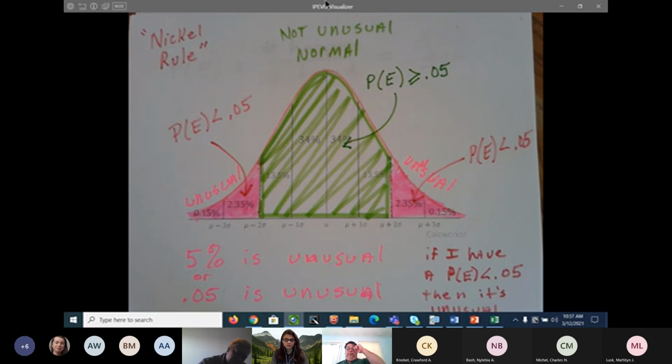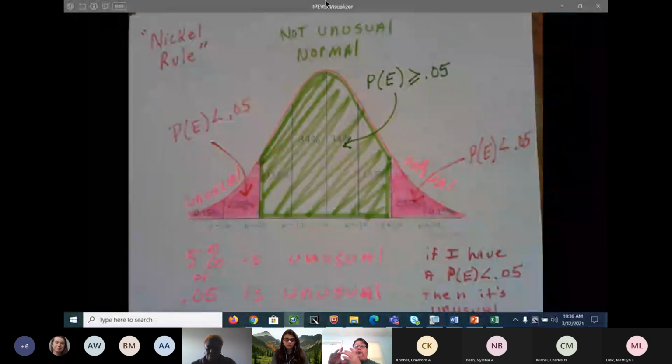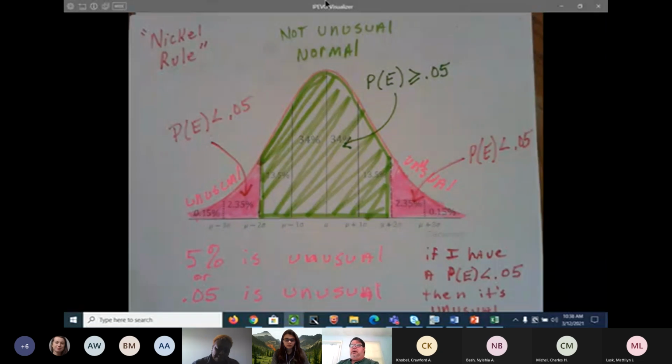Now, why am I showing you this now? Because in the future, you're going to be asked a question at the end of your homework or test, and it's going to say, is this event unusual? And you're going to take your probability, whatever your number is, and say, well, is it greater than or less than a nickel? And that's why.